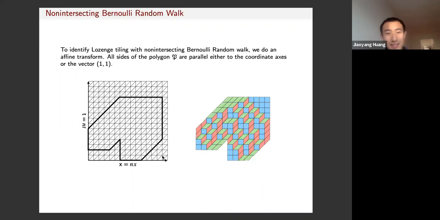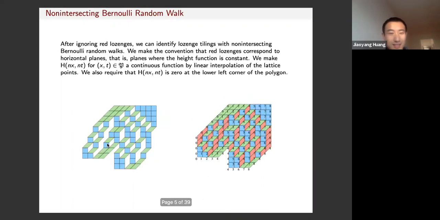If you think of it this way, and you ignore those red Lozenges, you get this picture. As you can see, those blue Lozenges and the green Lozenges form paths. This is the first path, this is the second path, and this is the third path. And if you think of this as a particle system, you start with those four particles. Blue Lozenge means you just stay. You think of this horizontal as the space dimension, and the vertical as time.